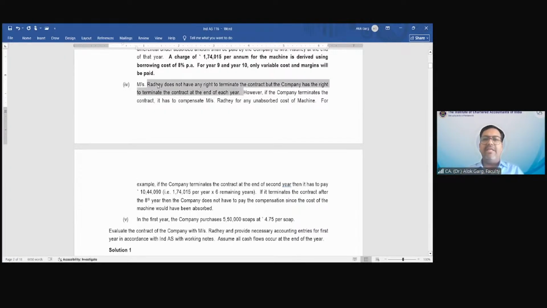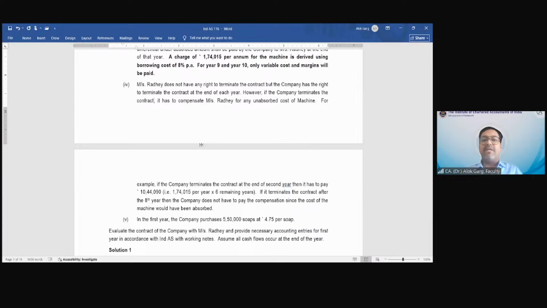Radhe does not have any right to terminate the contract. Radhe means the job worker. Lessee. Radhe means lessee or the lessor? Feel Fresh is the lessee, na? Sir, lessor, sir, lessor. Radhe is the lessor. Radhe is one who is manufacturing. Lessee who is the customer. Customer is one who is obtaining the goods. Feel Fresh is the customer. So Radhe does not have a right to terminate the contract, but lessee has the right to terminate the contract, which is Feel Fresh.